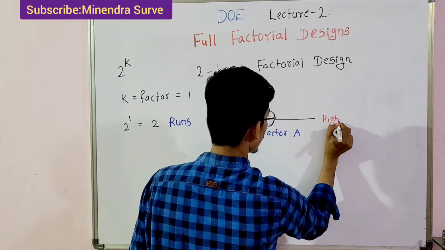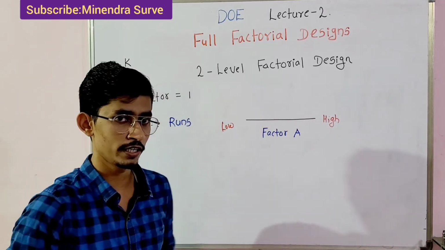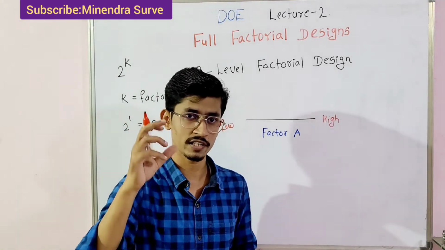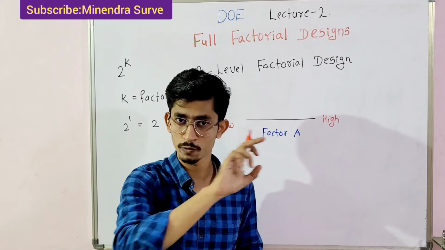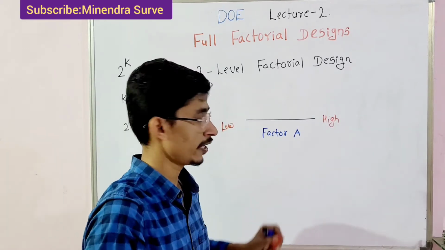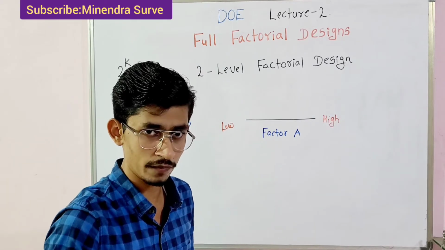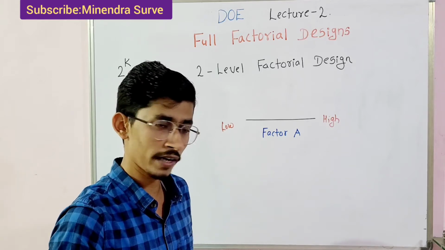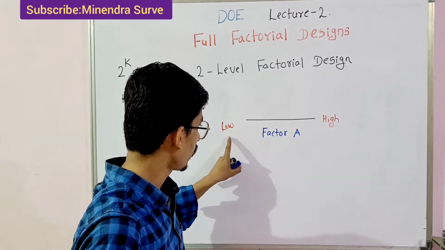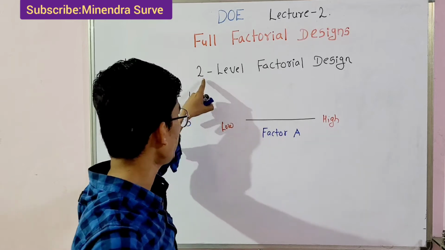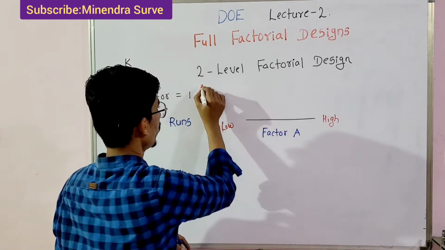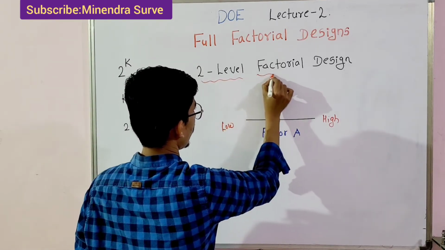For any factor in that process, you have to input that factor. If A is my input factor, that is a controllable factor, then that factor has a low level or a high level. That's why we have written here two level factorial design.